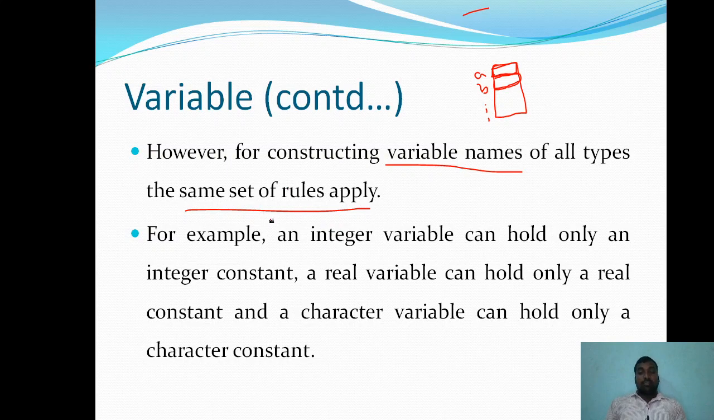For example, an integer variable can hold only integer constants, a real variable can hold only real constants, and a character variable can hold only a character constant. Are you getting the point? If you want to store a character constant, it must be stored in a character type variable. If you want to store an integer constant value, then you must have an integer variable. Like that.